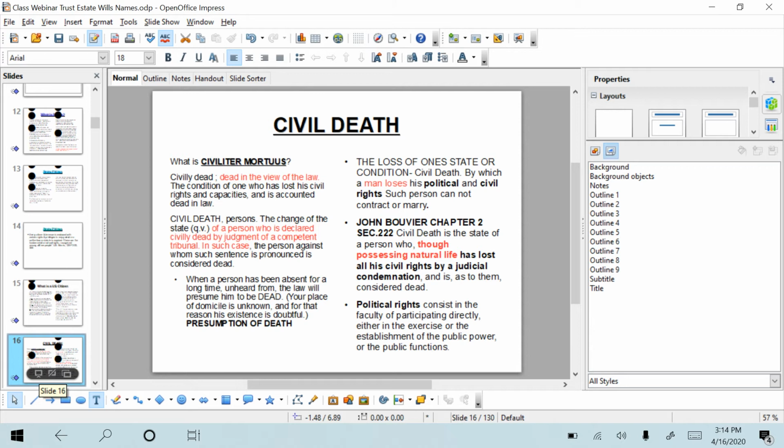Look, a person's civil death, the change of the state of a person, is declared civilly dead by judgment of a competent tribunal. Well, if you ask me, isn't that birth certificate showing a competent tribunal, probate, that you're dead? But I don't have a death certificate. Well, they're prohibited from issuing death certificates at your time of birth, even if you were born or stillborn. They have to still issue a birth certificate, even if you're born or stillborn. So doesn't that say a birth certificate could be a substitute for a death certificate, right?